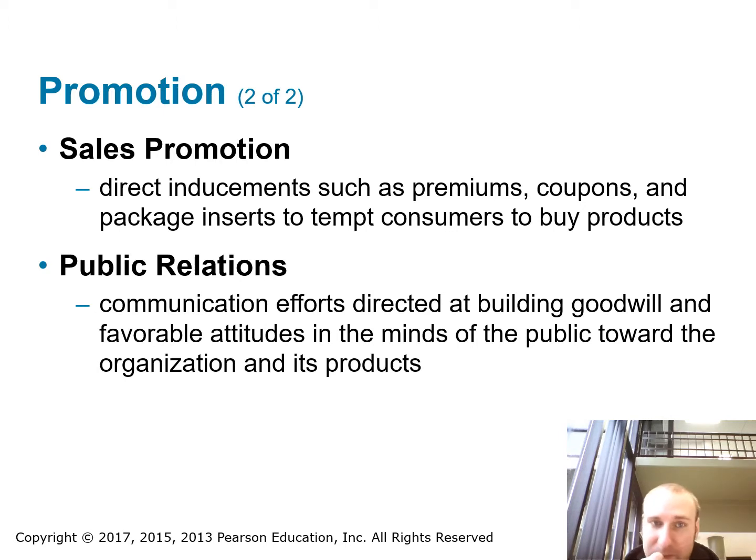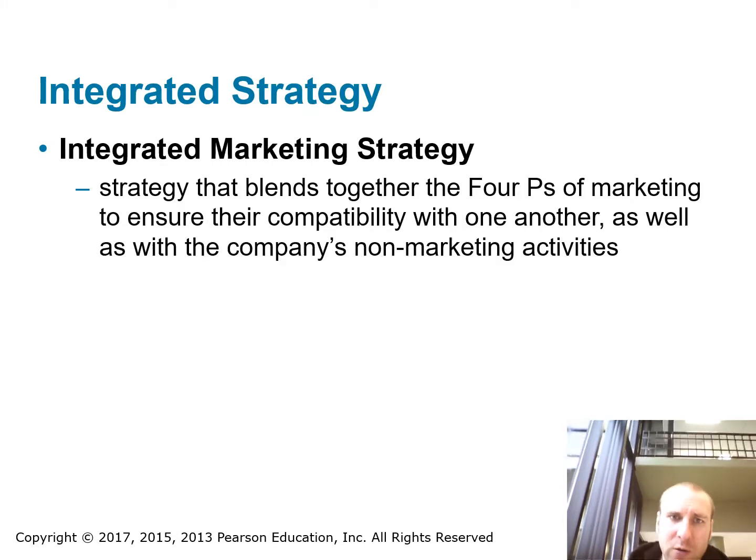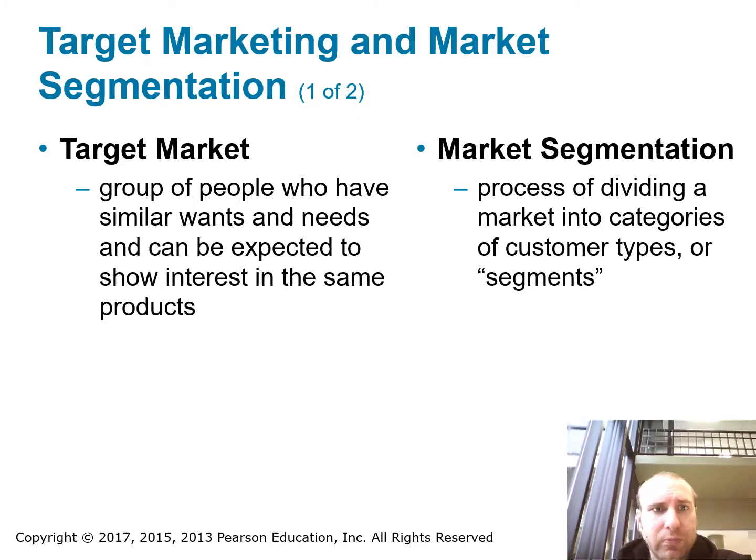and its products. So, different things, even tobacco companies would want to have and need to have a strong PR department. Integrated strategy, integrated marketing strategy. This is strategy that blends together the 4 P's of marketing mix to ensure their compatibility with one another as well as with the company's non-marketing activities.